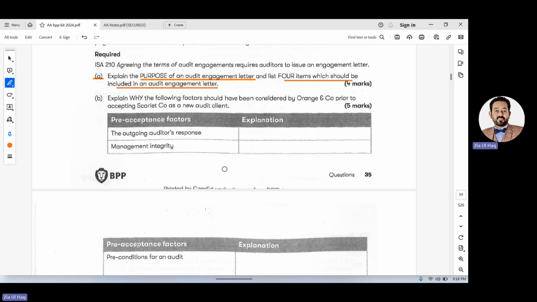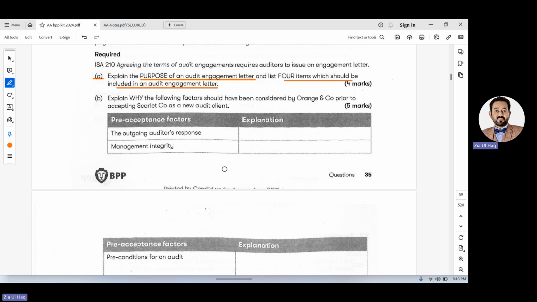Why should we obtain professional clearance? Why should we ask the previous auditor why they are not continuing? Because if there is any issue with the previous auditor that is restricting his scope of work, it could affect our work in the future. And if there are serious concerns, we should not accept the audit. I mean, just explain the purpose in English.